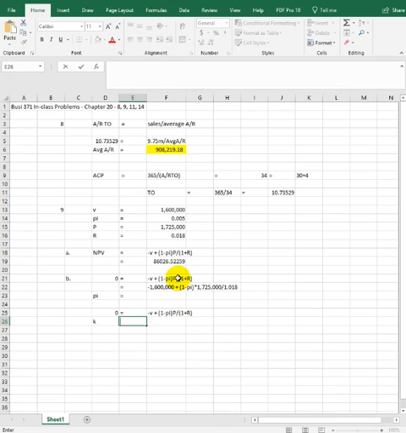Alright. So V. So we basically added V to both sides. And now we have that equal to.